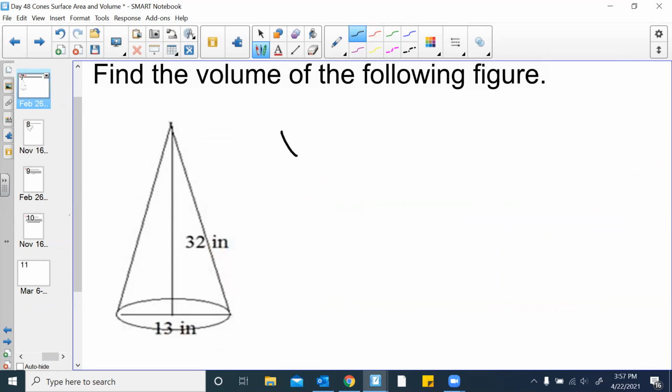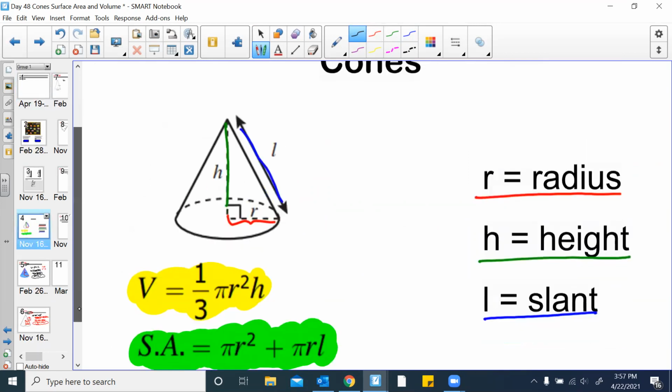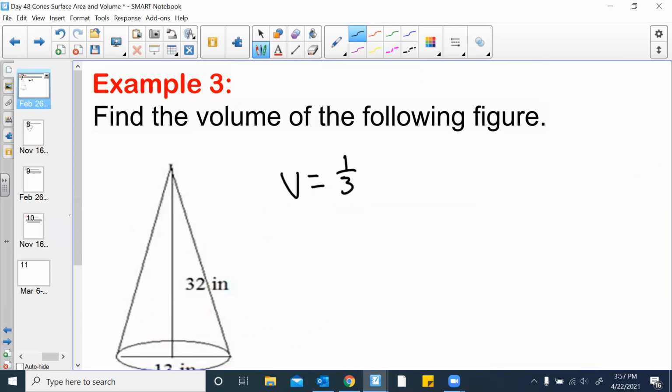All right, let's see if I can remember the volume formula. Nope. 1/3 pi r squared h.